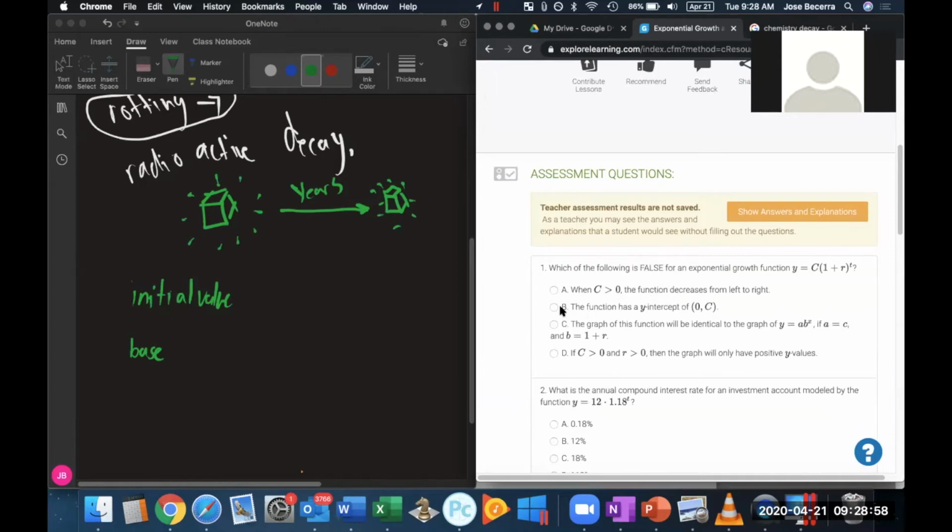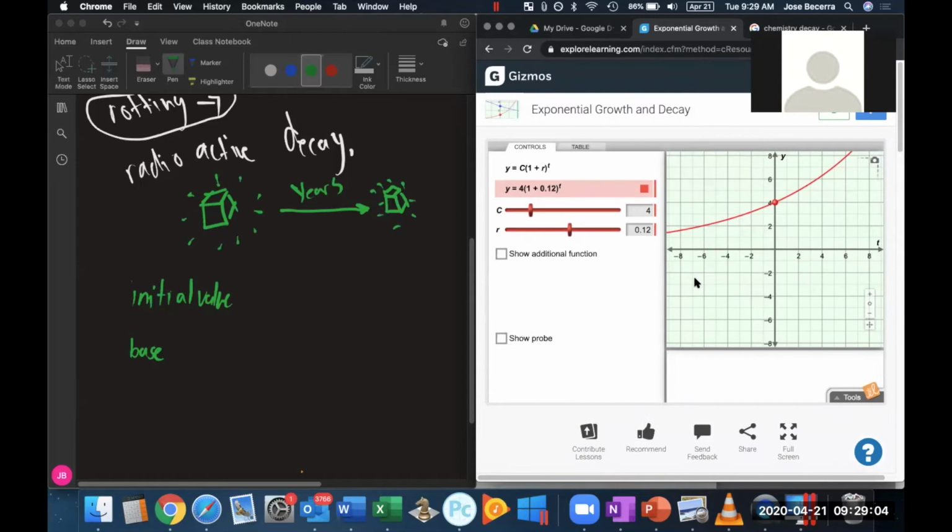All right. So the function has a y-intercept of 0, c. Let's see if that's true. Whatever my c is, is that always going to be the y-intercept for this particular function? No. Why not, Caleb? Because C is just gonna be where, oh no, C will be. Yeah, in this case it will be, right?